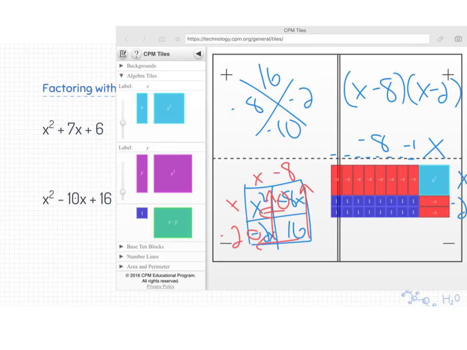And then as we check these, x times a negative 2 works there, and then negative 2 times negative 8 is positive 16. So again, we get x minus 8, which we have there, and an x minus 2, which we have there. So just a nice visual representation review for you.